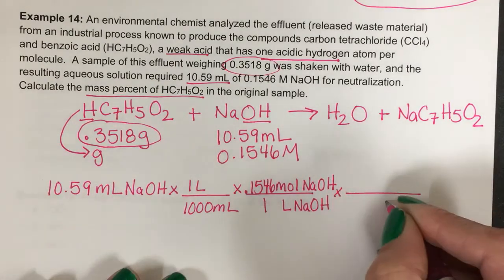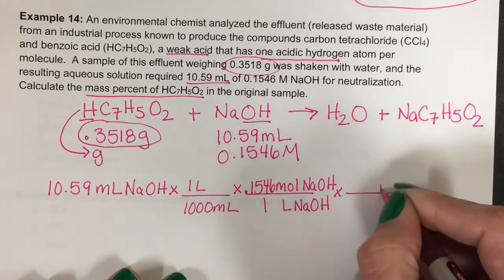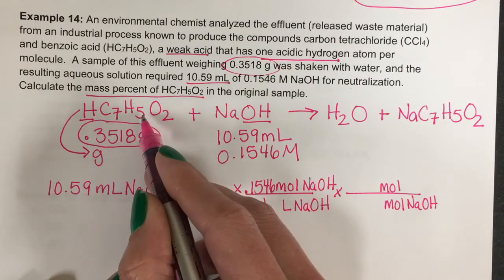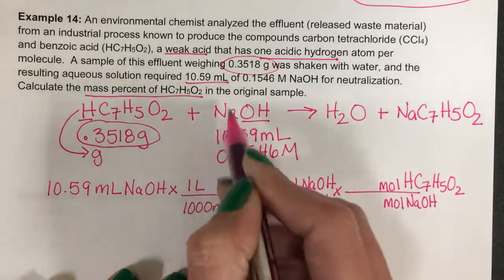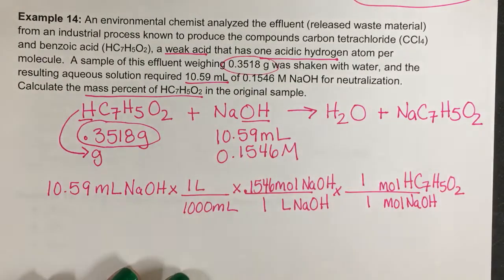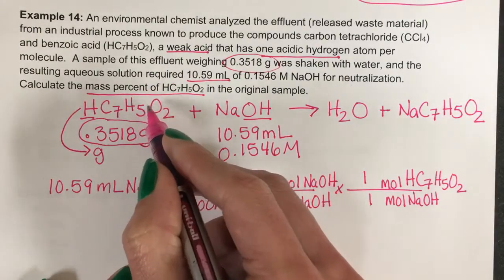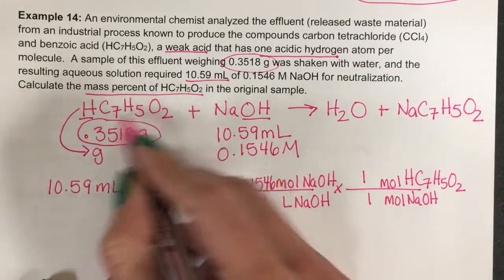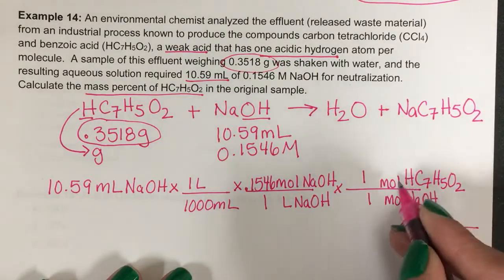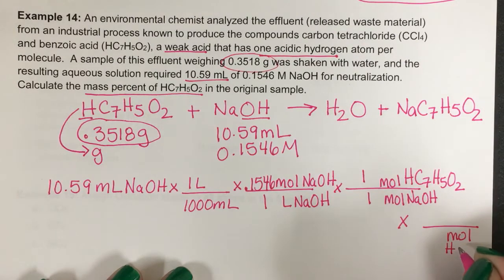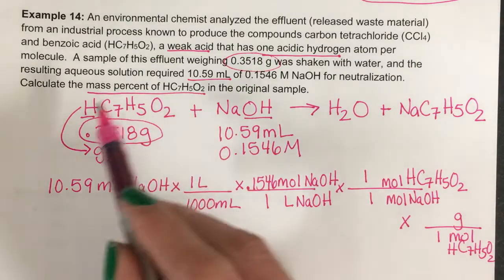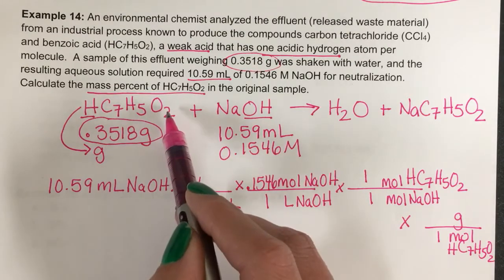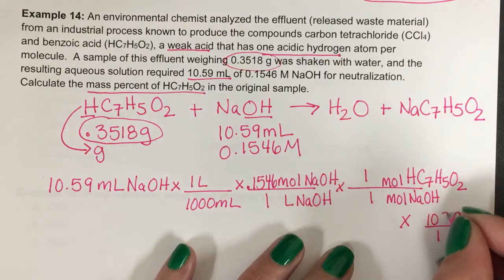Well, I don't want to know about NaOH. I want to know about HC7H5O2. By looking at the balanced chemical equation, I know that this is a 1-to-1 molar reaction. And I also know I want to find mass percent, so I want to find out how many grams of this is actually in it. So my last step, I need to change moles of benzoic acid, HC7H5O2, into grams. Well, I know that 1 mole is always equal to the number from the periodic table. I add up 1 plus 7 times 12 plus 5 plus 2 times 16, and I get 102 grams.